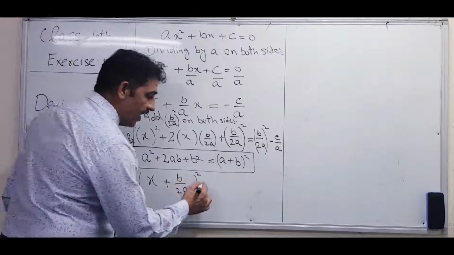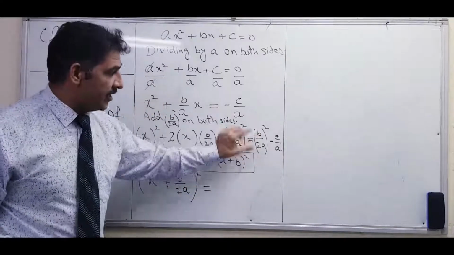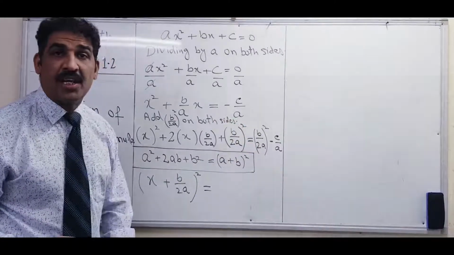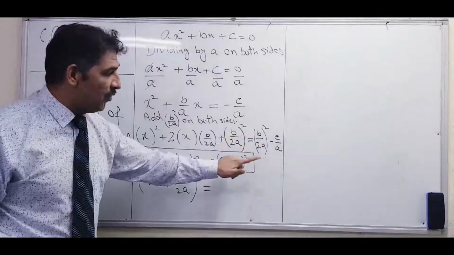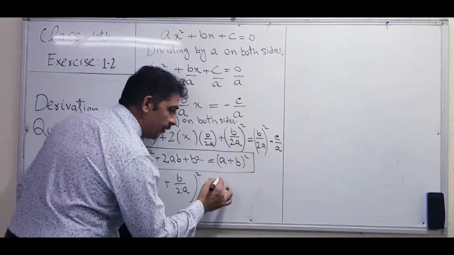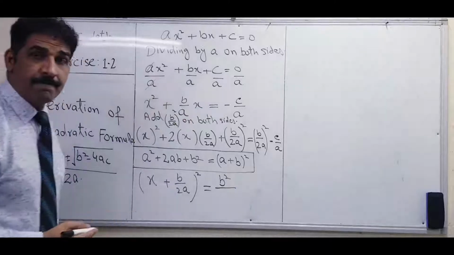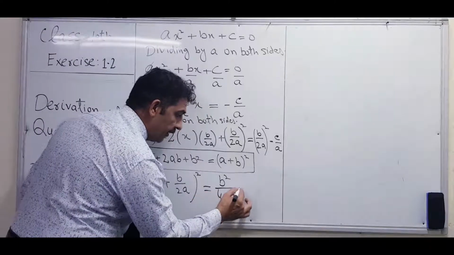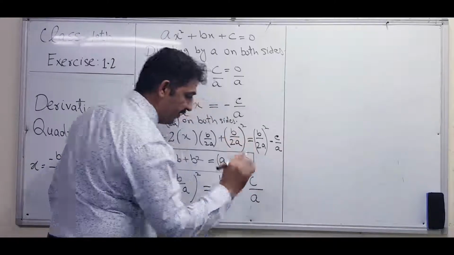So the right hand side we have to simplify. When we simplify the right hand side, which is in fraction form, in division form, you have to take the square of both terms. That means the square of the numerator and also the square of the denominator. What is the square of the numerator? b square. Good. Square of the denominator? 4a square. Minus c over a will remain the same.